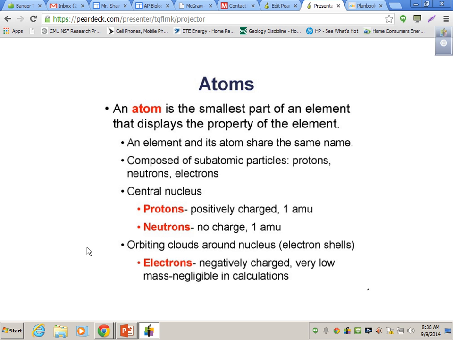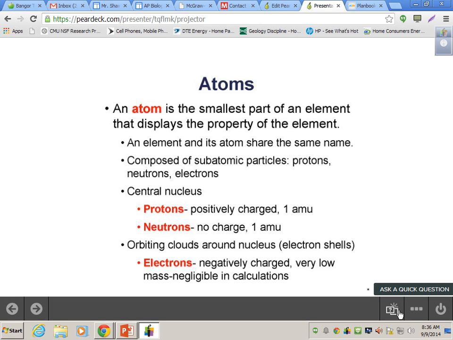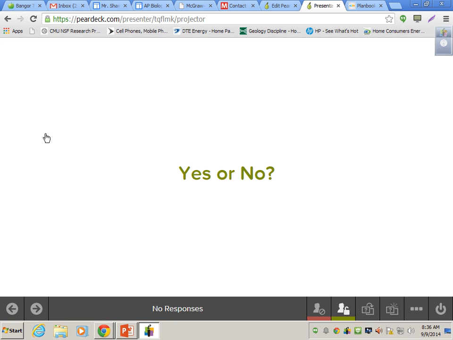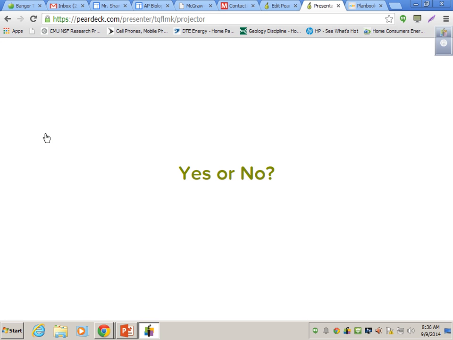So if I were to ask you, can you have a portion or part of an atom, I'm sorry, I said that wrong. If I were to ask you, can you have part of a subatomic particle? What would you tell me? You all have Pear Deck open, right?